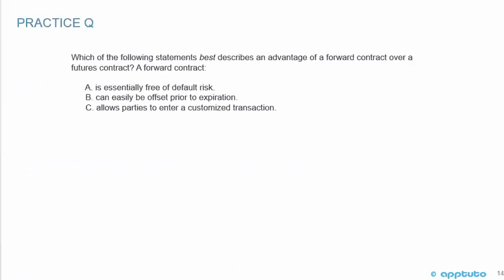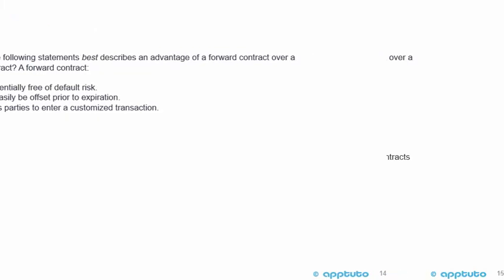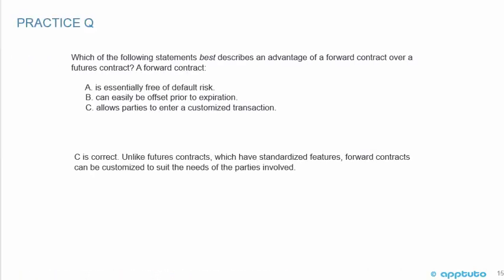Another quick practice question. Which of the following statements best describes an advantage of a forward contract over a futures contract? A forward contract, A, is essentially free of default risk, B, can be easily offset prior to expiration, or C, allows parties to enter a customized transaction. Again, I think that one should be fairly easy. A forward contract does have default risk. It cannot be offset easily prior to expiration. So C is correct. It allows parties to enter a customized transaction. Unlike futures contracts, which have standardized features, forward contracts can be customized to suit the needs of the parties involved.